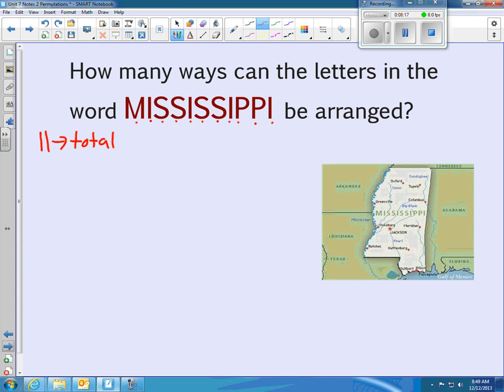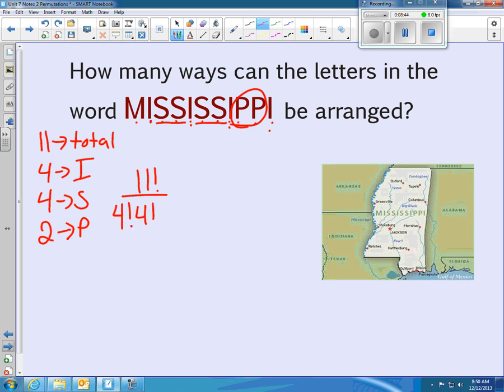And now let's count anything that repeats. So I see we have 1, 2, 3, 4 I's. Not 4 I, but 4 I's. All right, so we have S's. We have 1, 2, 3, 4 S's. And then last we have 2 P's. All right, so we are going to plug that in with our total on top, and then any that repeat. So there's our 4 I's, our 4 S's, and our 2 P's.